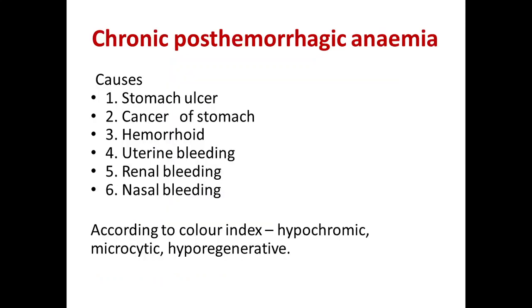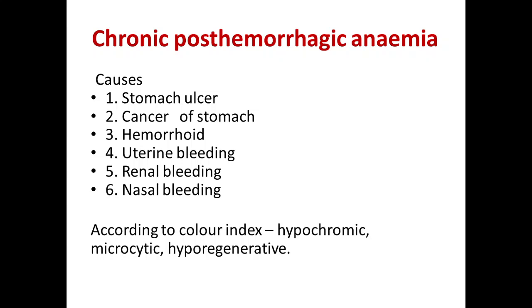Chronic post-hemorrhagic anemia. The main causes are stomach ulcer, cancer of stomach, hemorrhoid, uterine bleeding, renal bleeding, and nasal bleeding. Chronic blood loss leads to the loss of iron. That's why this type of anemia has the characteristics of iron deficiency anemia. And we can say that this anemia is hypochromic, microcytic, and hyporegenerative.